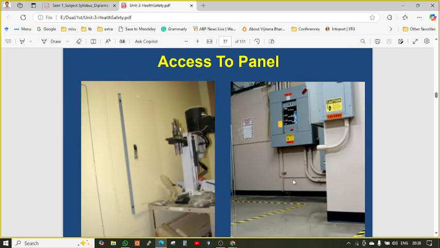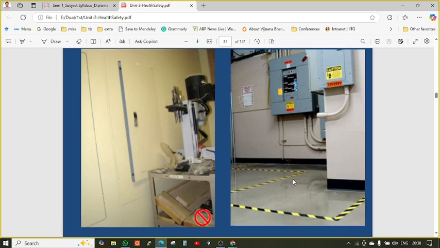Then access to the electric panel. Wherever there is an electric board or electric panel, the way should be easily accessible. In an emergency condition, you need to switch off these things, and if in front of the switchboard there are heavy obstacles, you cannot easily access it to switch off. See in the left figure, a thing is kept in front of the switchboard, and in the right figure there is a properly maintained, neat and clean switchboard. These things should be done for the proper safety of the workplace.